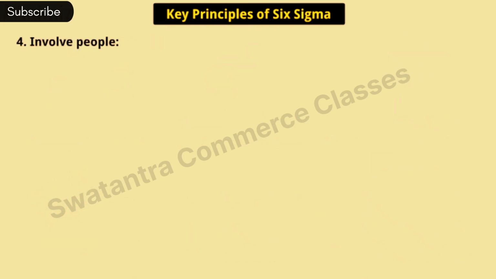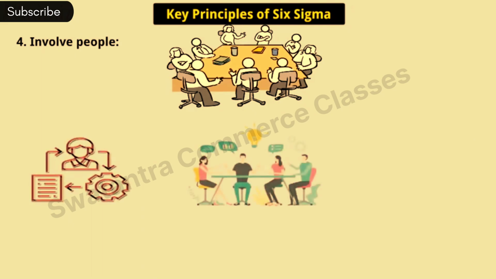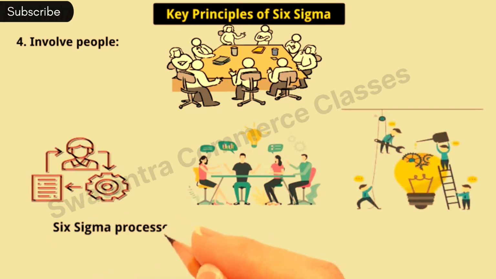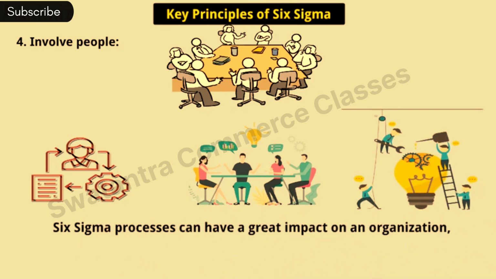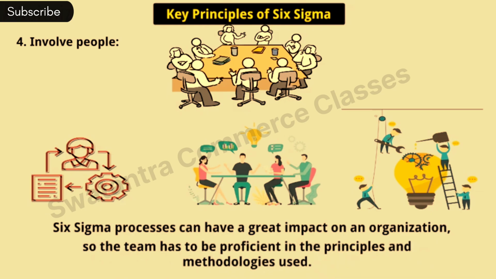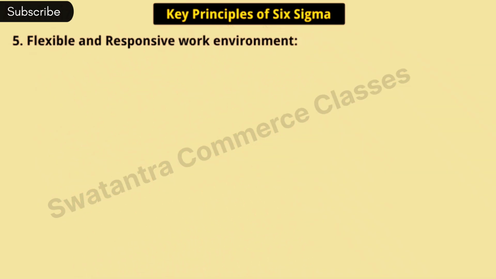Number 4, involve people. Involve all stakeholders, and adopt a structured process where your team contributes and collaborates their varied expertise for problem solving. Six Sigma processes can have a great impact on an organization, so the team has to be proficient in the principles and methodologies used.